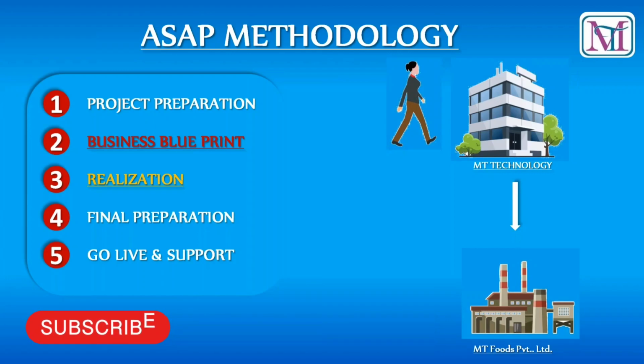Please try to understand what the business blueprint phase is. In the business blueprint phase, we do the requirement gathering. We go to the client place, MT Foods Private Limited, and meet the core user. Who is the core user? The core user is an employee of your client, MT Foods Private Limited, who has good knowledge of SAP sales and distribution domain. We will ask about the processes of MT Foods Private Limited.